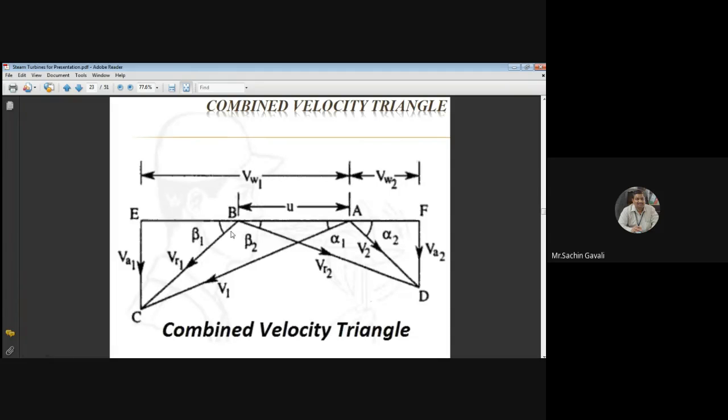Similarly, from VR1 another component emerges, that is called VR2, the relative velocity of steam at outlet. It makes an angle beta 2 with the horizontal. If we join U and VR2, the difference is V2. And V2 has another two components. One is vertical, called VF2, and the horizontal is called VW2. So in this diagram, U is common. Now does everybody understand this diagram?